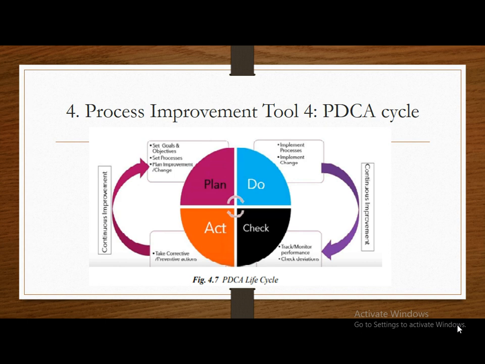So it is a continuous process. Plan, do, check, act. After that, again, if there are some improvements in the system, again you can do plan, do, check, and act.